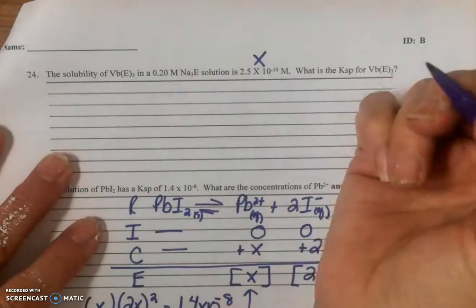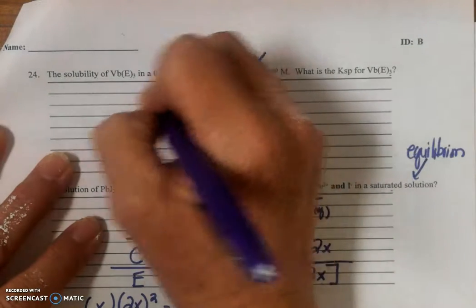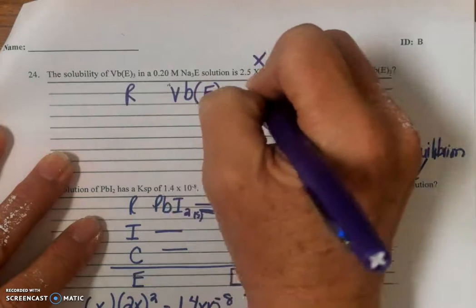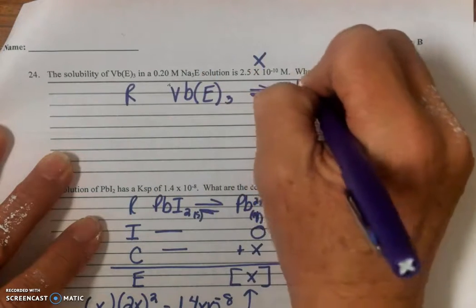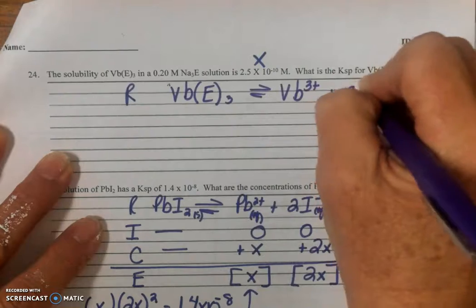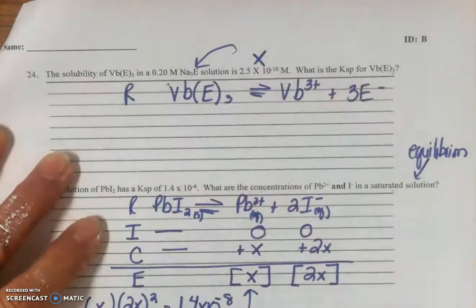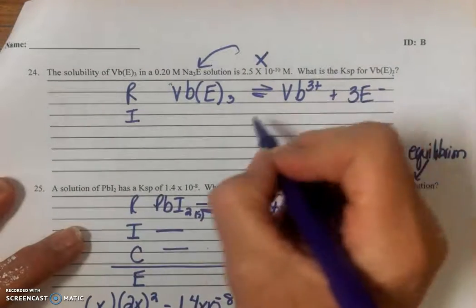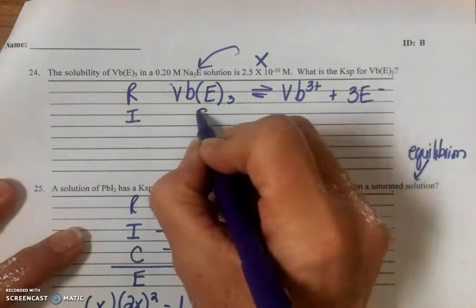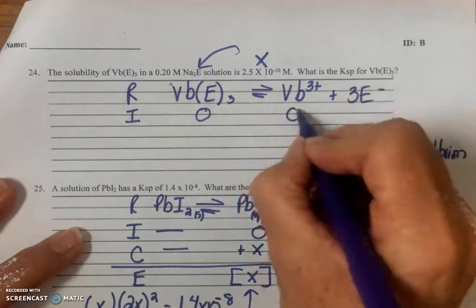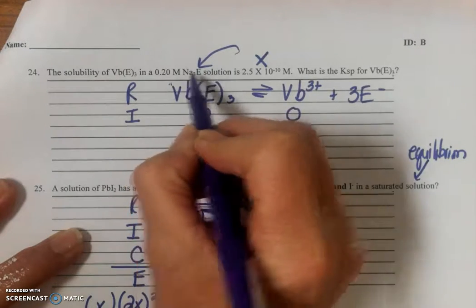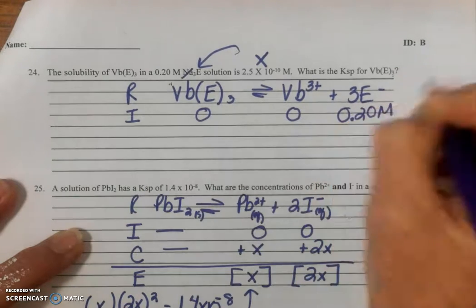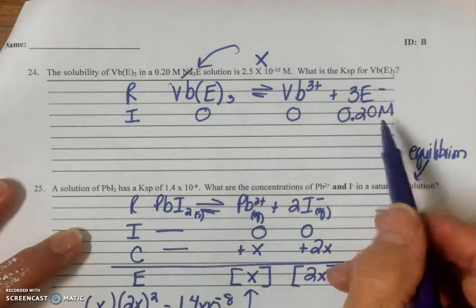All right. So what I've got is, I made this up actually, VBE3 is in equilibrium with VB3+ plus 3E-. My context clues are right there. That should tell me exactly what my charges are. All right. Again, now, what are my initial concentrations? Nothing here. Now, I don't have anything here, but what did I do? I added this salt. That's a NaP. So I have 0.20 molar of this in solution.